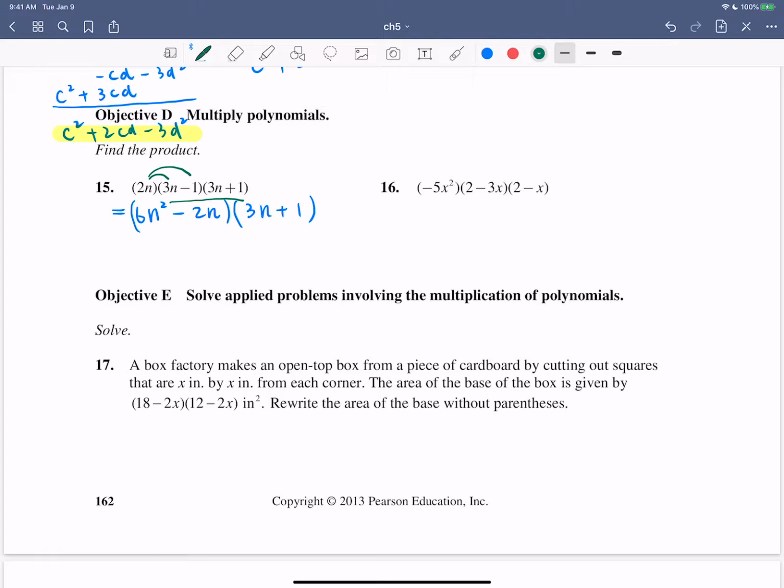6n squared and 3n, and then 6n squared and positive 1, negative 2n and 3n, negative 2n and positive 1. Once I write down the terms, I'm going to multiply. So you have 18n cubed plus 6n squared minus 6n squared minus 2n. And notice that the middle two terms cancel out. And we simply have 18n cubed minus 2n.